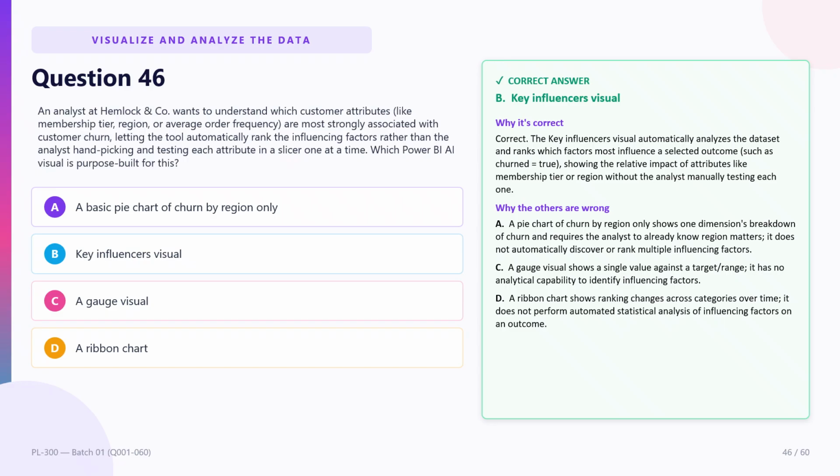A. A pie chart of churn by region only shows one dimension's breakdown of churn and requires the analyst to already know region matters. It does not automatically discover or rank multiple influencing factors. C. A gauge visual shows a single value against a target range. It has no analytical capability to identify influencing factors. D. A ribbon chart shows ranking changes across categories over time. It does not perform automated statistical analysis of influencing factors on an outcome.